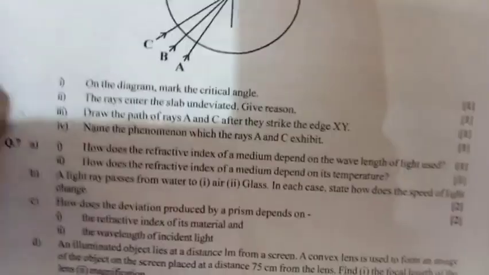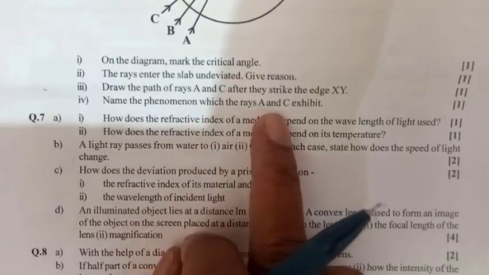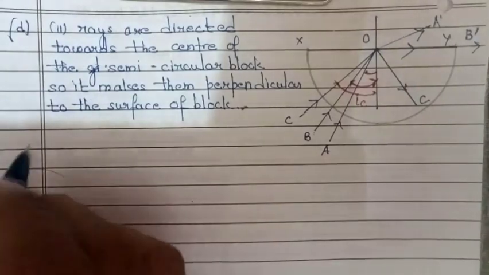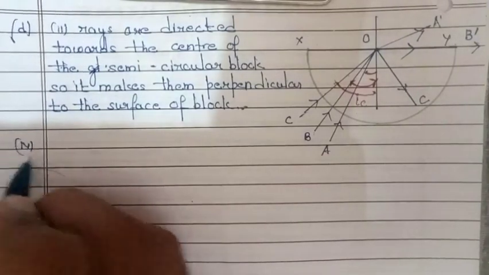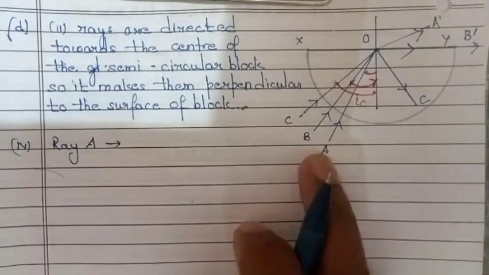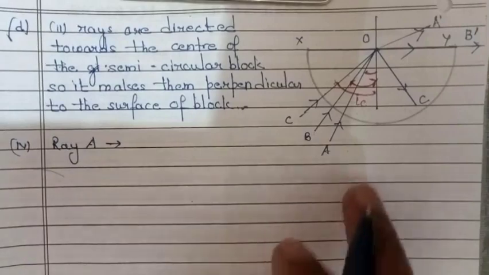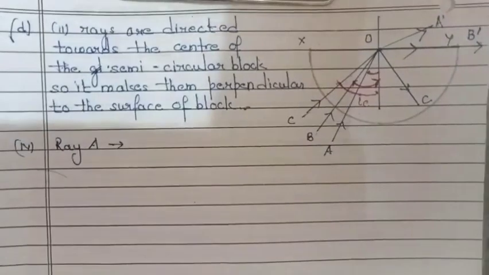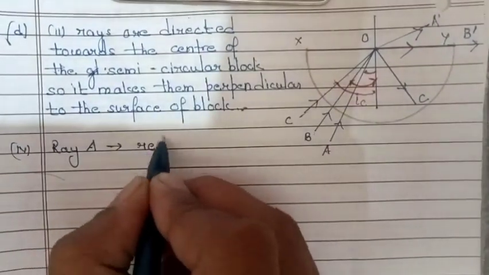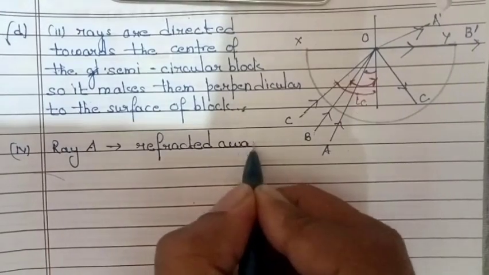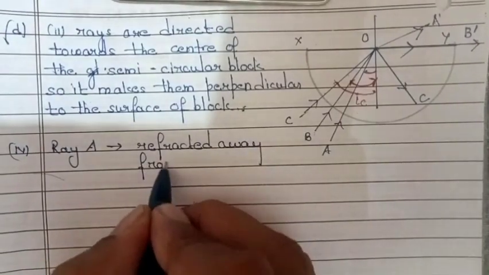Okay, what do they say next? They say name the phenomena which ray A and C exhibit. So as you can see, ray A. First of all, what phenomena does it exhibit? You can say that ray A is refracted away from the normal.